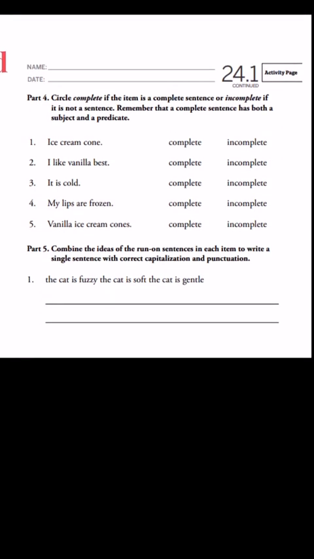Okay, let's look at number 5. Combine the ideas of the run-on sentence in each item, or write a single sentence with correct capitalization and punctuation. Okay, let's look at number 1. The cat is fuzzy, the cat is soft, the cat is gentle. Can you make that into one sentence, or do you make it into 2 sentences? What would you do? You have to do capitalization and everything too, but what would you do? You can make it into one sentence if you'd like. We can say, the cat is fuzzy, comma, soft, comma, and gentle.